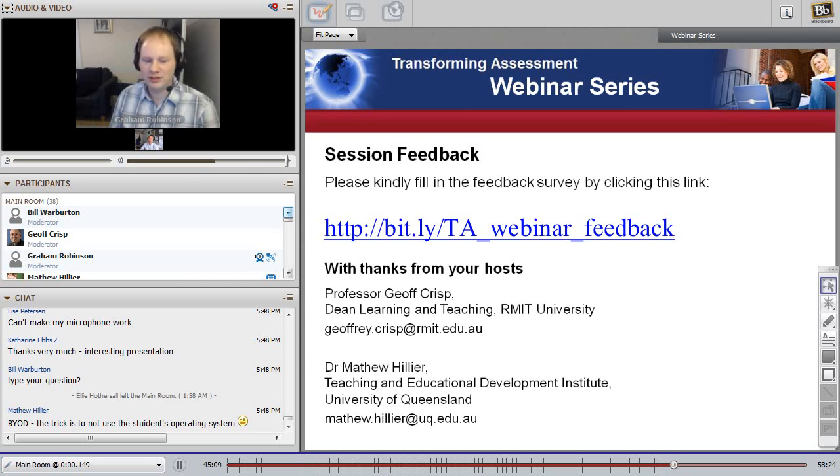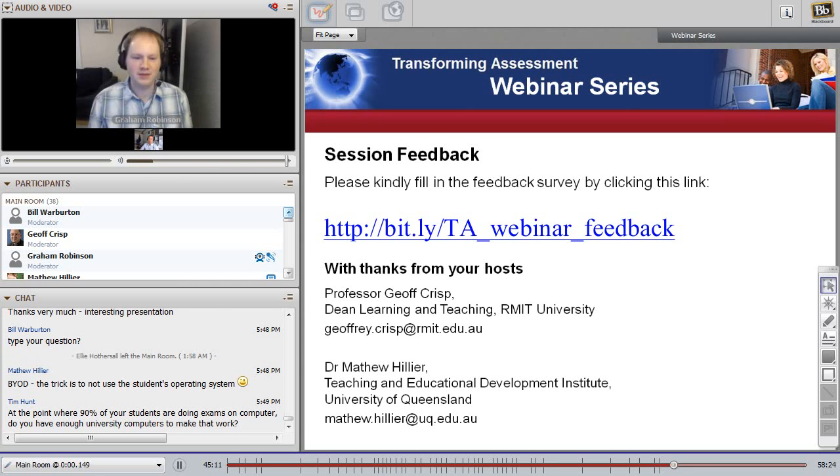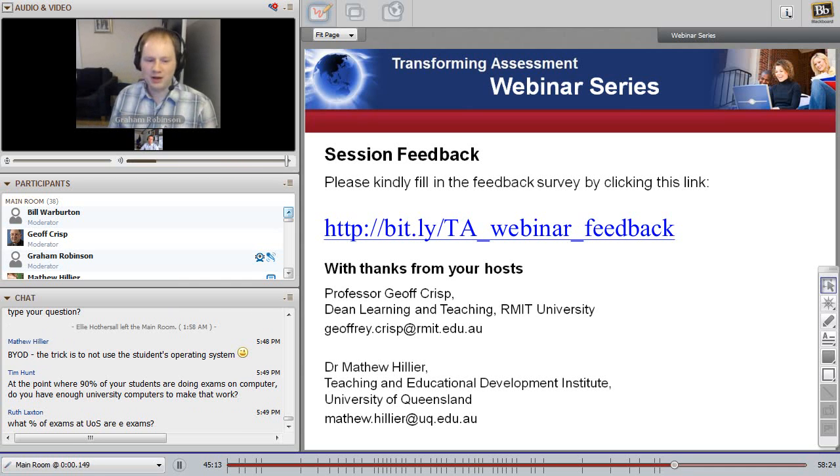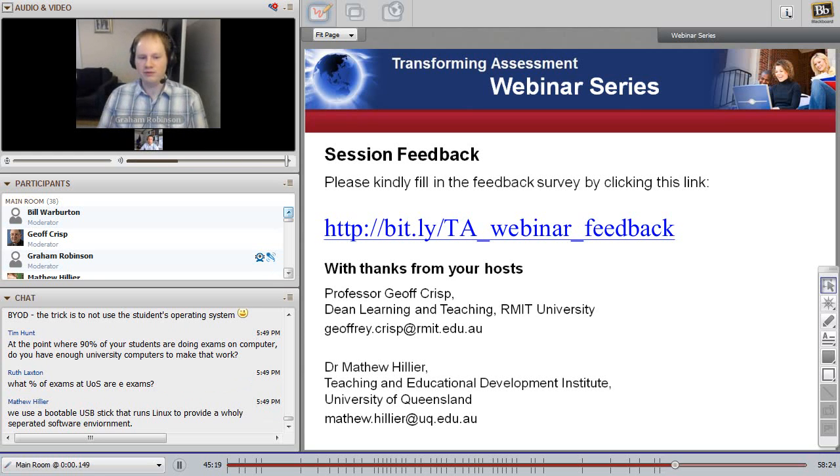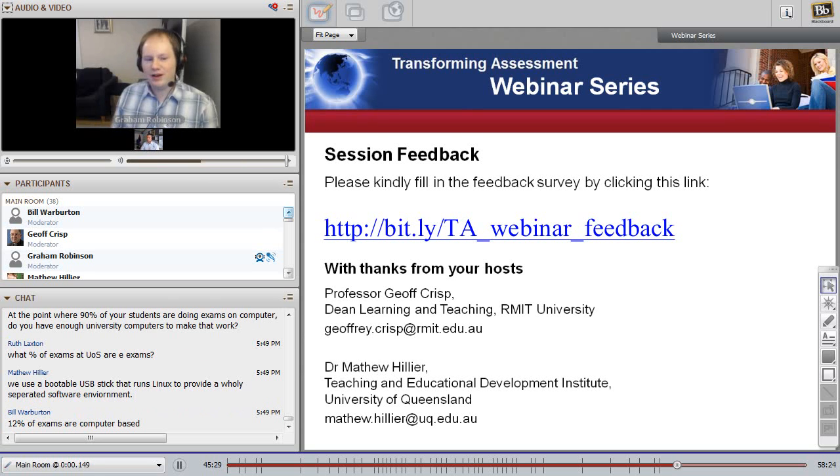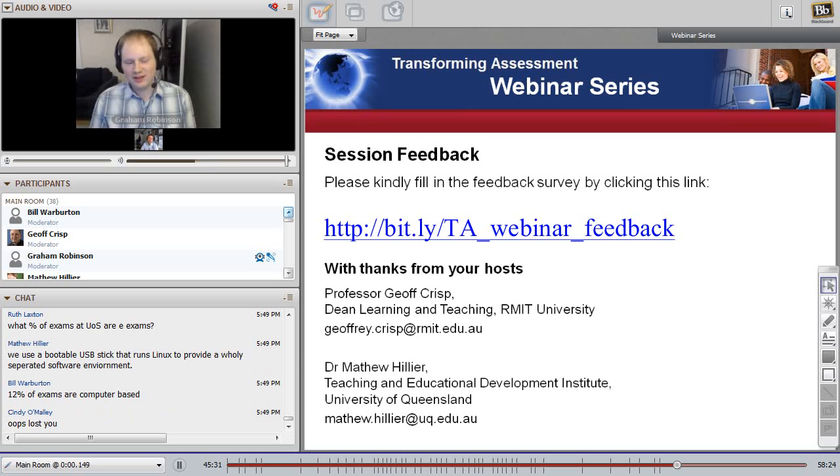I saw in the CAA conference someone had a boot from USB stick, which then gave complete control of the operating system down to the student, which was great. But I don't know whether it's our invigilators, but I would be very concerned that our invigilators could find the on button on some students' laptops, never mind boot a separate operating system from a USB stick.